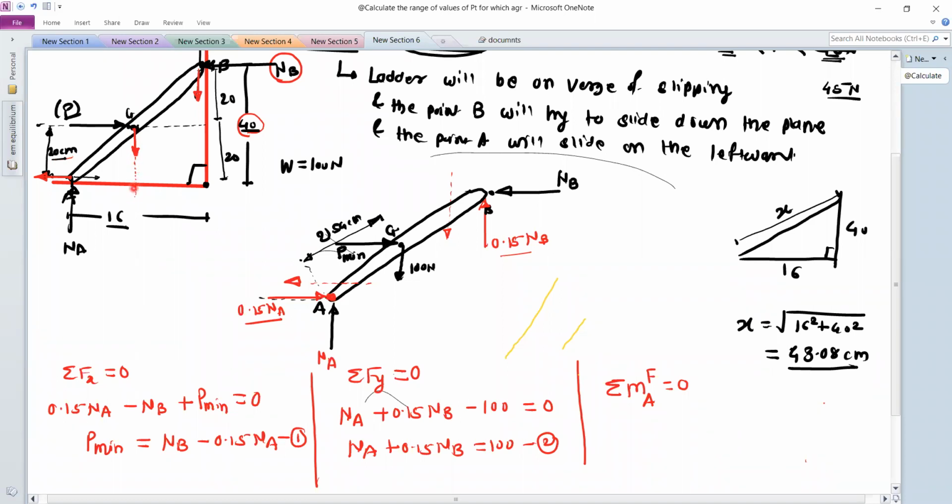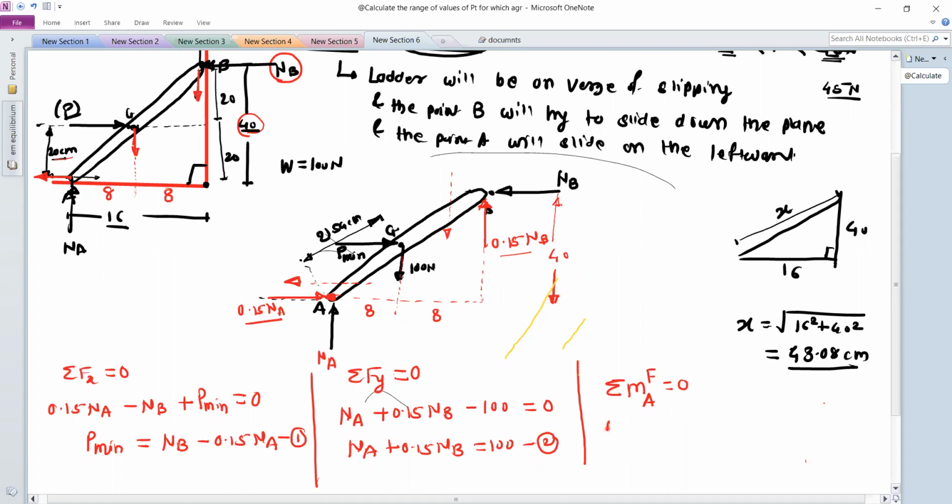So you can extend this line. If you use the similarity of triangle, then this line will bisect this horizontal distance. So total is 16. So this is 8 centimeter and this is 8 centimeter. So for 100, we have the perpendicular distance 8 centimeter. I will show that distance on this free body diagram. So this is 8, this is also 8, total is 16. And for this NB, this distance is 40.